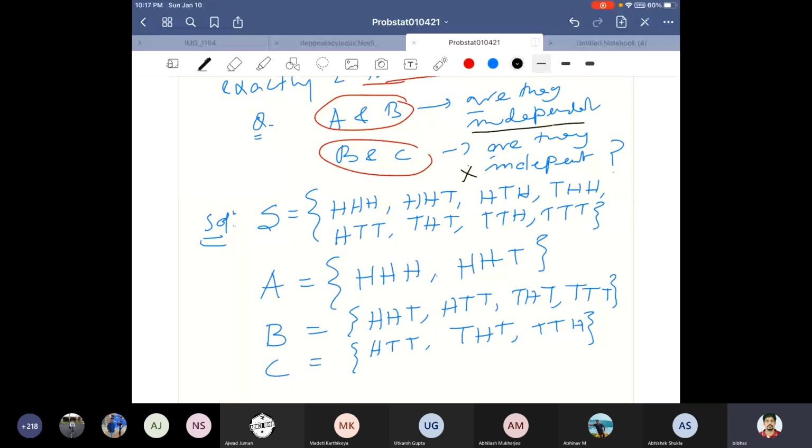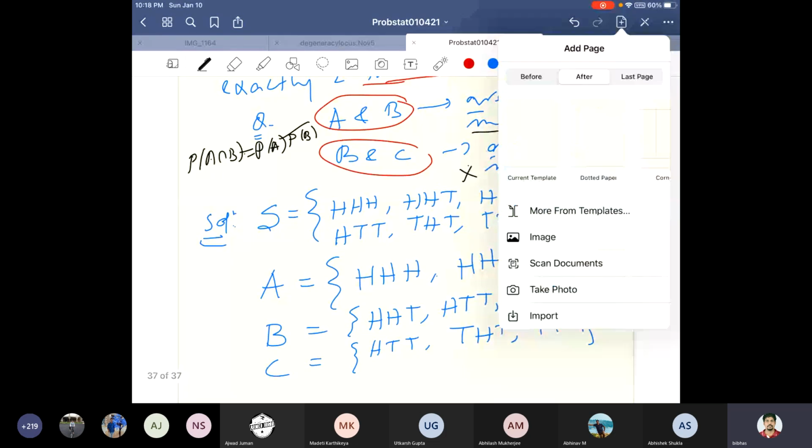So when do we say independent? It means probability of A intersection B should equal probability of A times probability of B. And if it is not, then it is dependent.